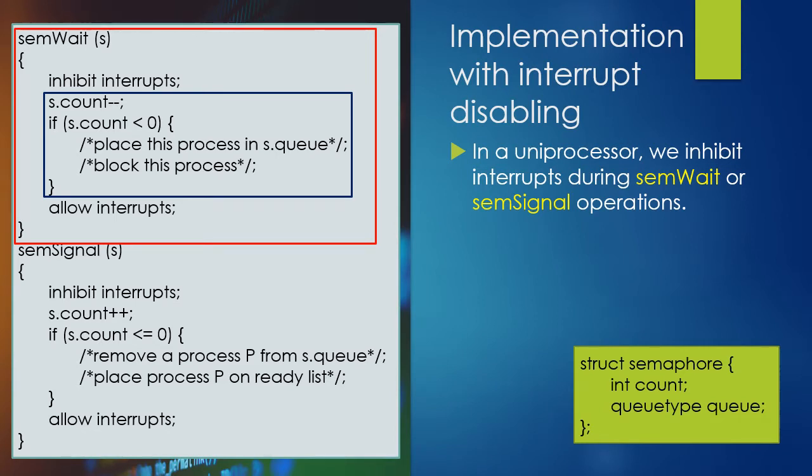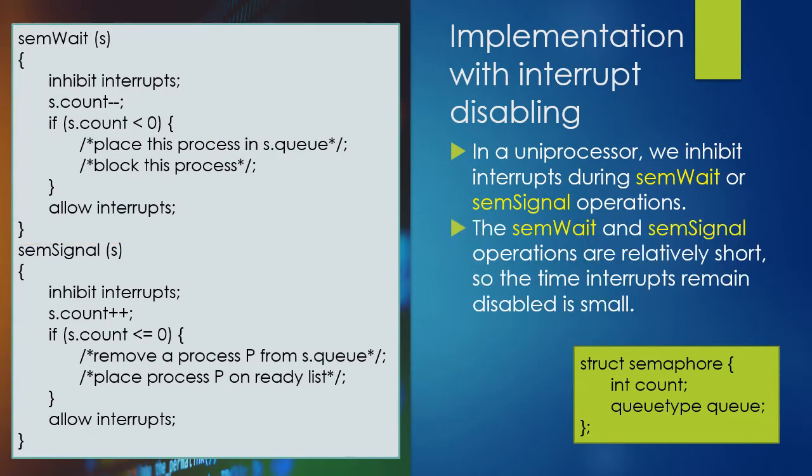The critical section is indicated by the blue box in which count and Q of the semaphore are being modified. We disable interrupts, decrement count. If count is less than 0, we block the calling process in the semaphore's queue. After this, we enable interrupts. The semWait and semSignal operations are relatively short, so the time interrupts remain disabled is small. Please note that figure 5.14b has a coding error, due to which I have not used it here. Please do not refer to it.